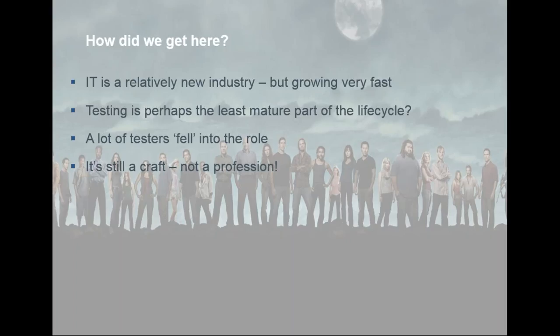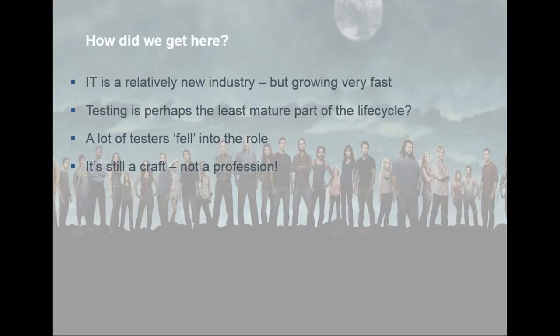Testing itself didn't really come into its own until the early 90s, so again, it's 20 years later and before testing actually really got a foothold and began to be seen as almost an independent function within the software development life cycle. Now, way back when, and I'm talking now about people who are probably in management roles, a lot of us fell into the role of testing.